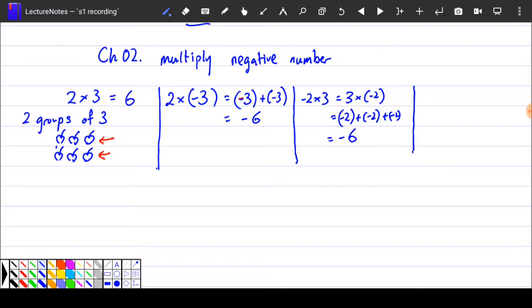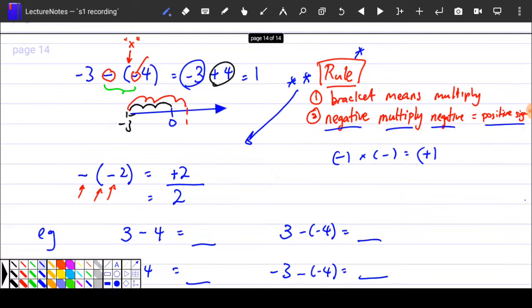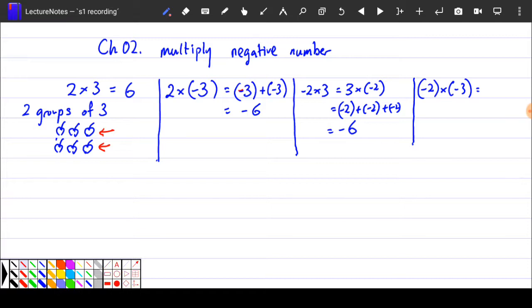Now lastly, what happens when I have negative 2 times negative 3? This we will use the rule that we have established earlier. When we multiply a negative by a negative, it will be a positive. So this is negative multiplied by a negative, and it will give you a positive, and this will be 6.